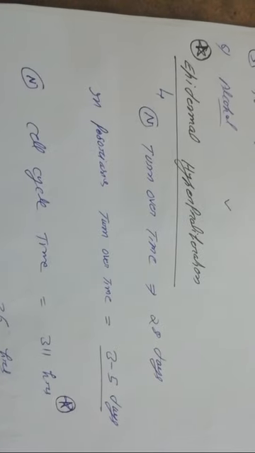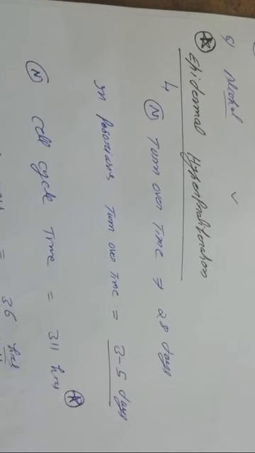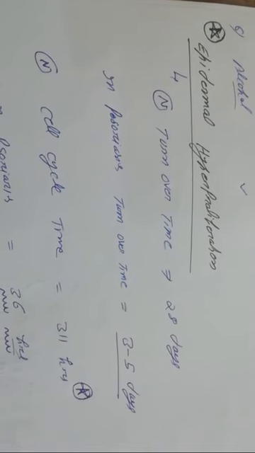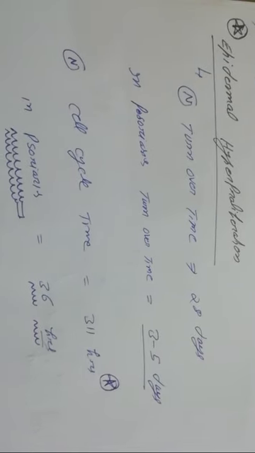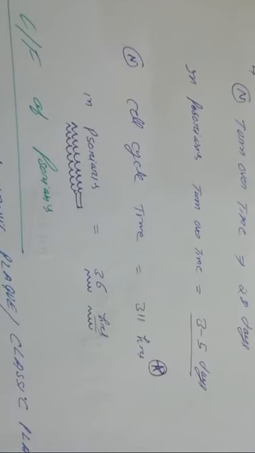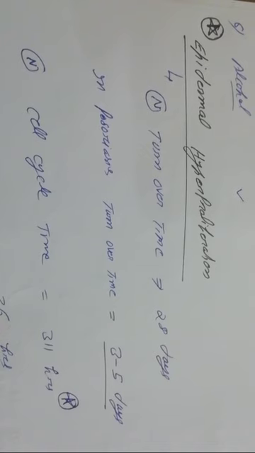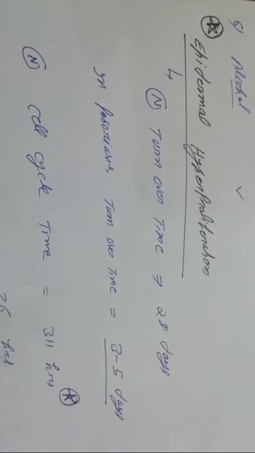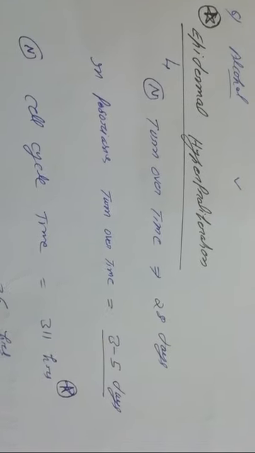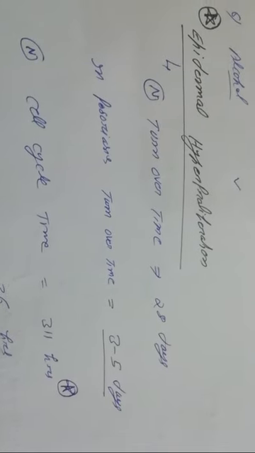It's written that there is epidermal hyperproliferation. Under this it's written that the normal turnover time is 28 days. In psoriasis, the turnover time is 3 to 5 days. Normal cell cycle time is 311 hours, and in psoriasis this is 36 hours. So let us understand them, guys. We're dealing with epidermal hyperproliferation, which we have already discussed. In a normal epidermis, every 28 days a new epidermis forms.